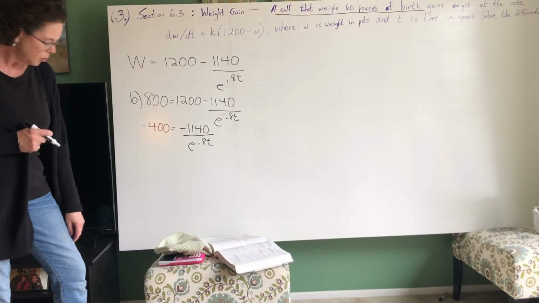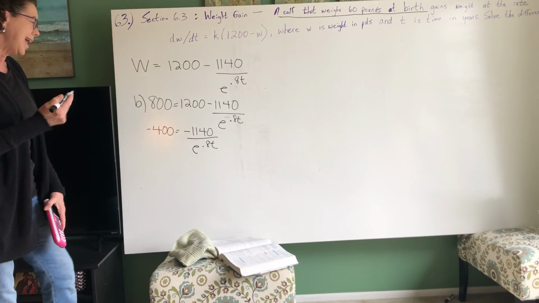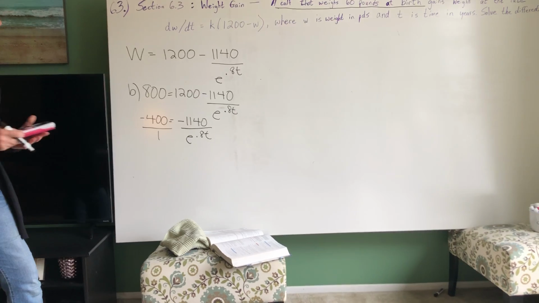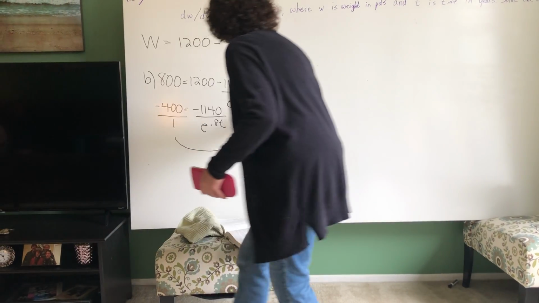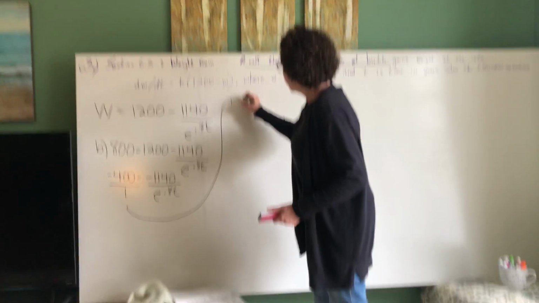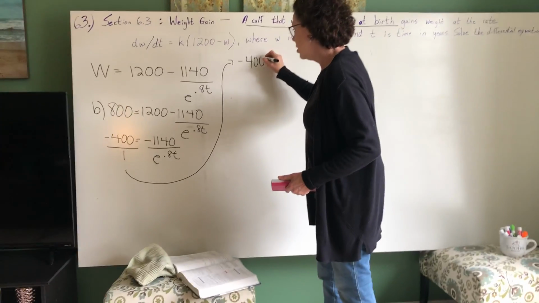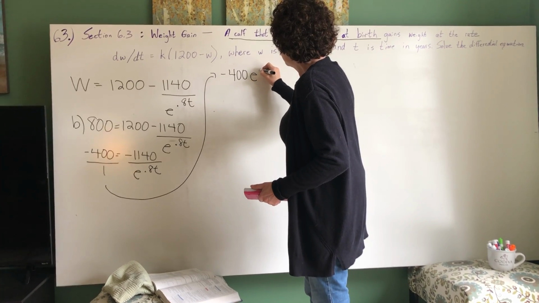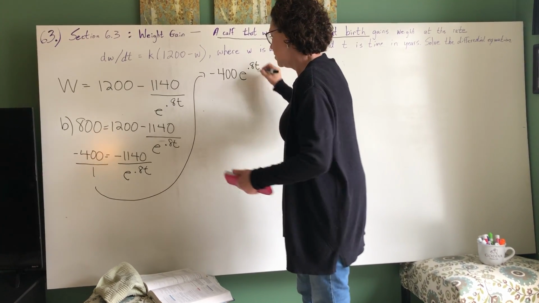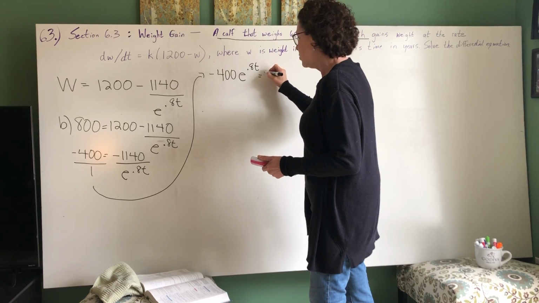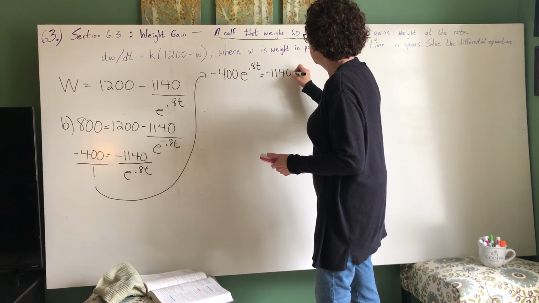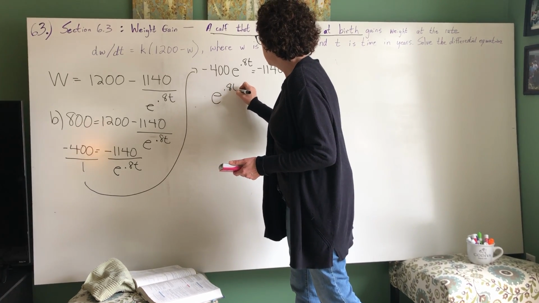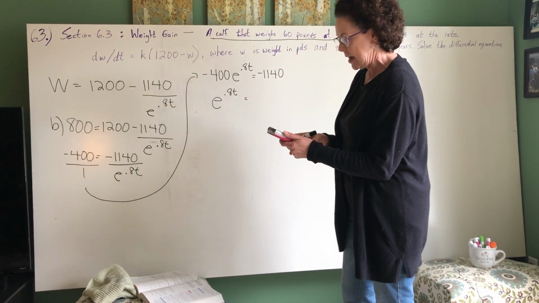Now notice there's a couple ways to go here. I think the easiest way to go, I might just try some cross multiplication here just to keep it easy. So let's come on up over here, and we have negative 400 e to the 0.8t equals negative 1140. Let's divide both sides by a negative 400.